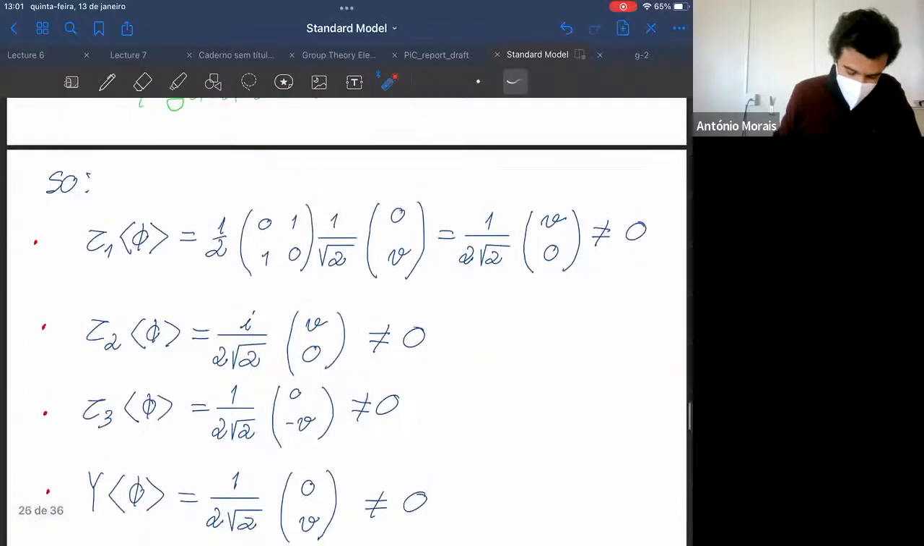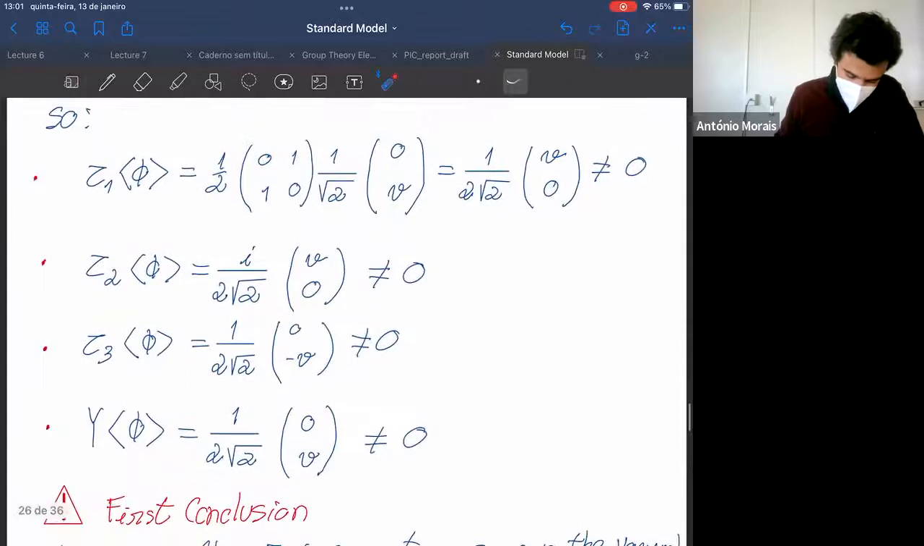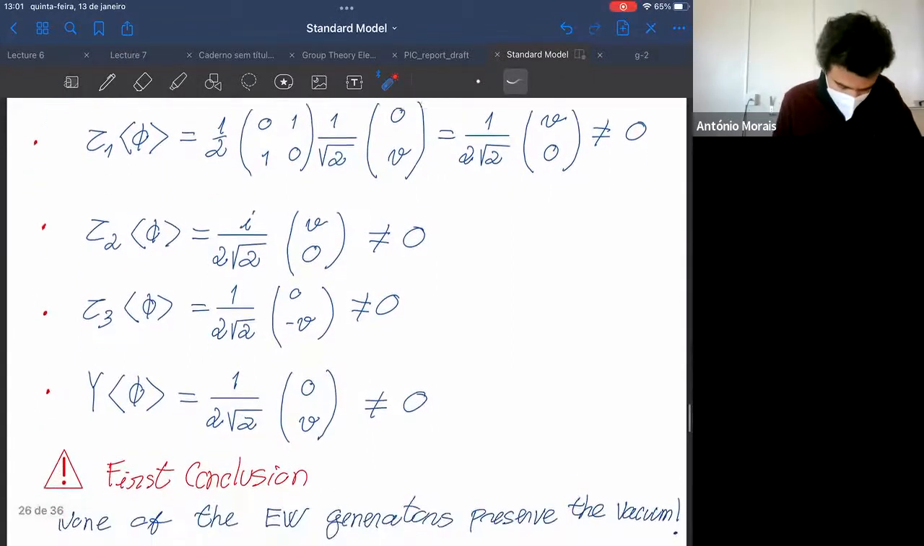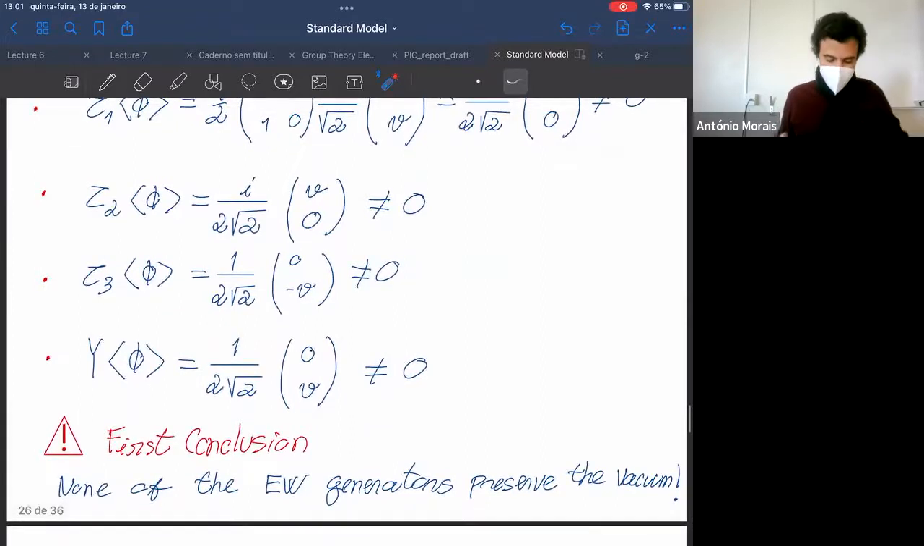So now you can play with generators. You apply tau 1 to the vacuum, and it's not 0, it's V, 0. You apply tau 2, V, 0. You apply tau 3, 0, minus V. You apply Y, the hypercharge, and it's also not preserving the vacuum. So there is a first conclusion: none of the electroweak generators preserve the vacuum.